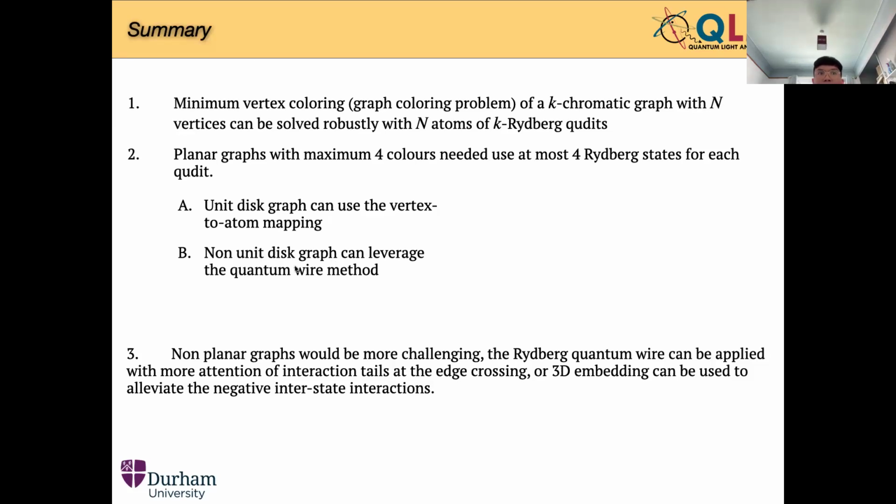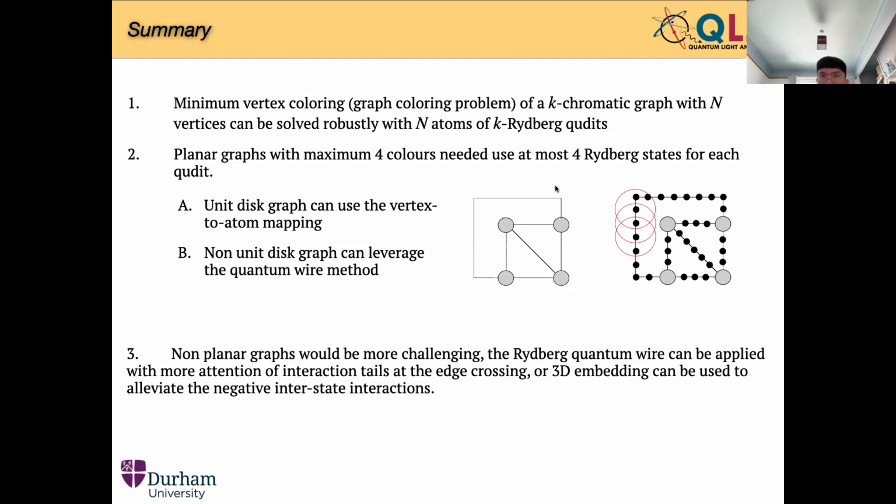If there are non-unit graphs, we can use the technique of the Rydberg quantum wire method. For example, if you have a planar graph like this one, you implement the auxiliary atoms as a Rydberg quantum chain and run the quantum sweeping. You can get the solution of the graph coloring problem as well.